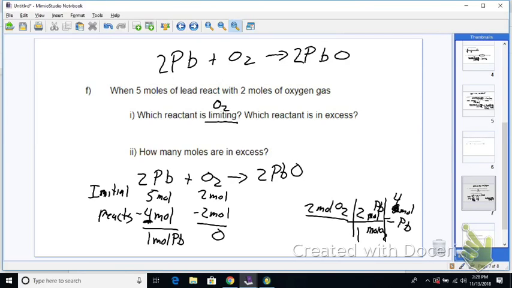Okay? So let's answer these questions. Which one's limiting? O2, I picked right. Which one's excess? Lead. How many moles of lead are left over? 1 mole.